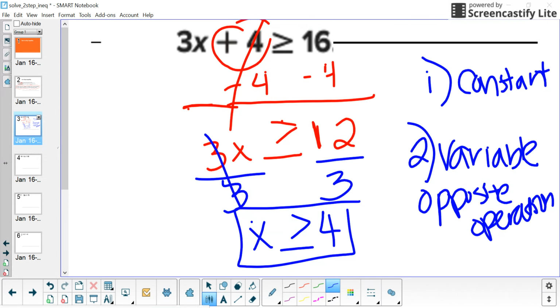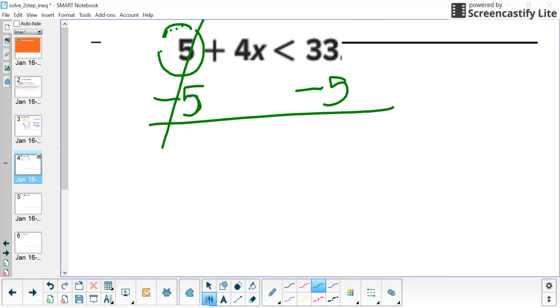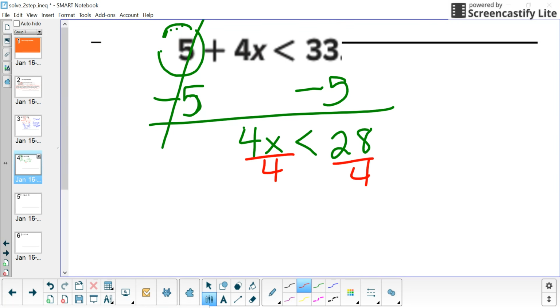Okay, moving on. We have 5 plus 4x is less than 33. The first thing that we're going to do is identify our constant, which is right here, positive 5. So instead of a positive 5, we're going to do the opposite, which is negative 5 or minus 5, same thing. The 5's are going to cancel out, and we are left with 4x is less than 28. At this step, we would divide both sides by 4, and then you would get x is less than 7.